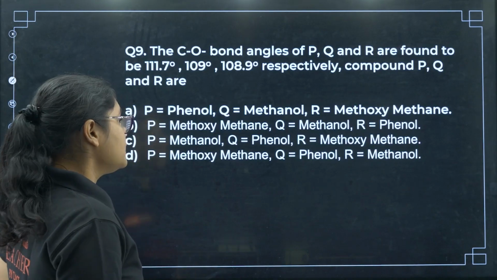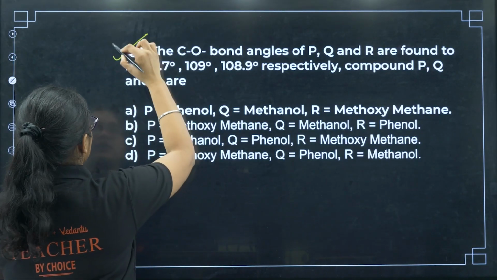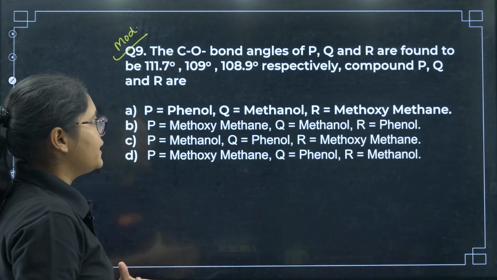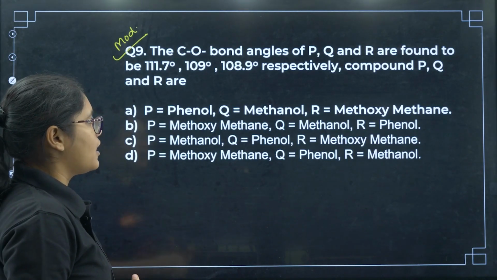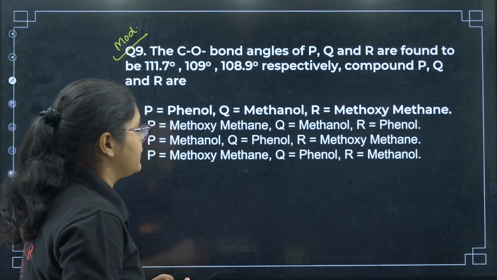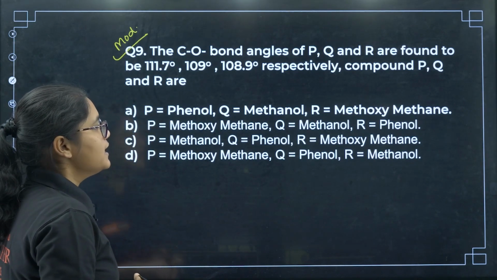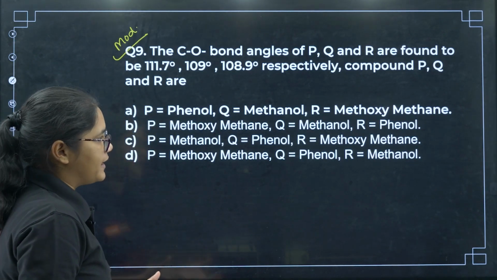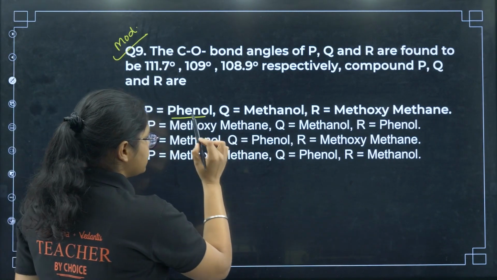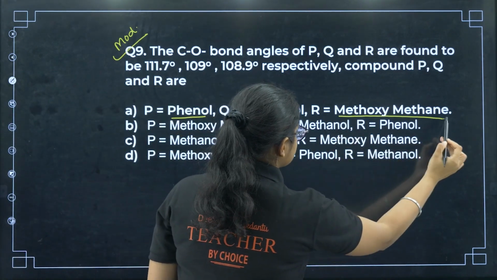Next we have, yes, this is also for me a moderate question. I cannot mark it as an easy question. The C-O bond angles of P, Q and R are found to be 111.7, 109 and 108 degrees respectively. Compounds P, Q, R, R dash. If you can see the options here, phenol is there, methanol is there and methoxymethane is there.